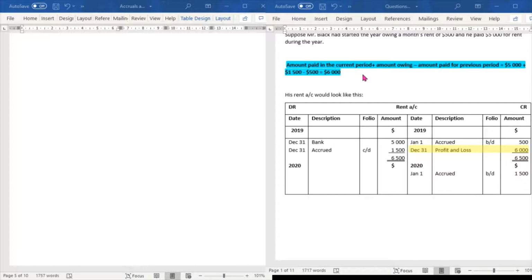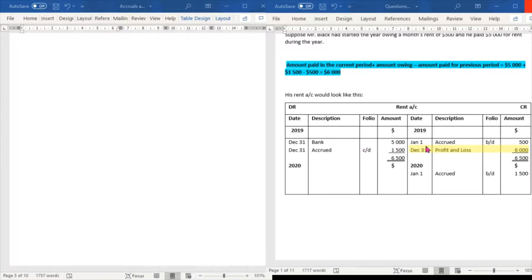So, suppose you did not know how much should be transferred to the profit and loss account. You do know that he started out with an accrued amount on the account. There was an accrued amount brought down for $500. You also know that he paid $5,000 during the year. And you also know that he owed $1,500 at the end of the year.